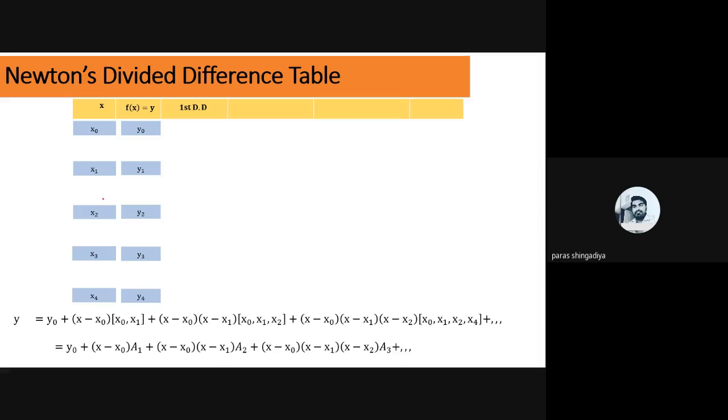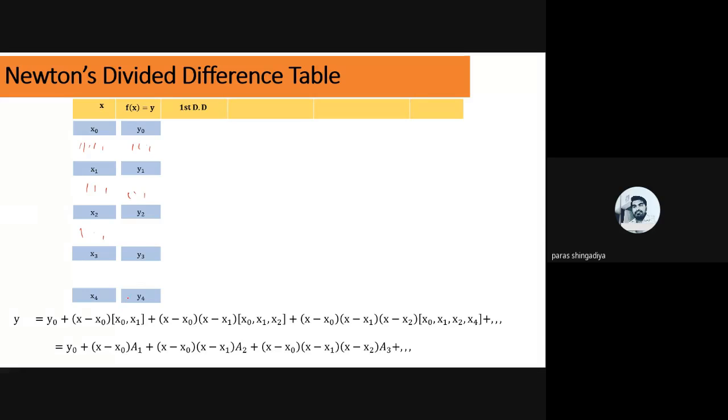So the tabulated values are given. You have to just mention them in this proper way. Clear, x0, then skip one line here. Then after x1, x2, x3, and here write y0, y1, y2, y3, and so on. Okay, these values are given in this example. So how can we define this first divided difference?